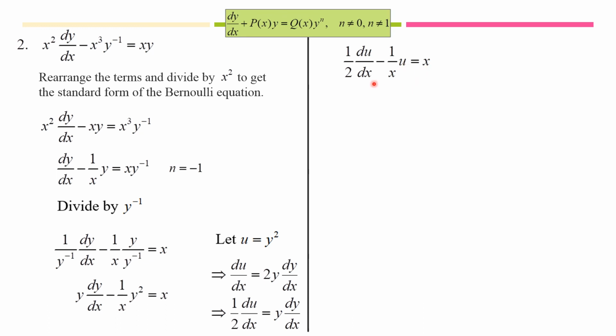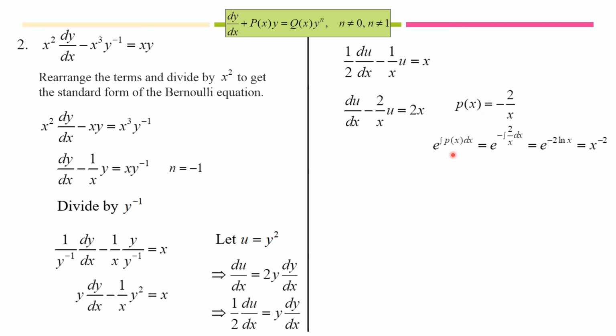Now we are getting a linear equation in u, where u is the dependent variable. So the Bernoulli equation has been transformed to a linear equation after we have made this substitution. Now we are going to solve this linear equation, but firstly you must make it in standard form by multiplying the whole equation by 2. So du/dx minus (2/x)u equals 2x, and p(x) is the coefficient of u, which is negative 2 over x.